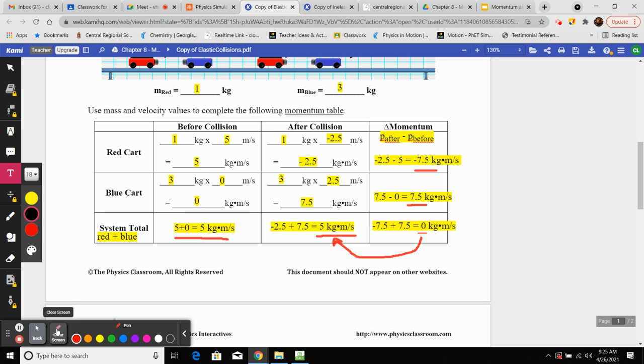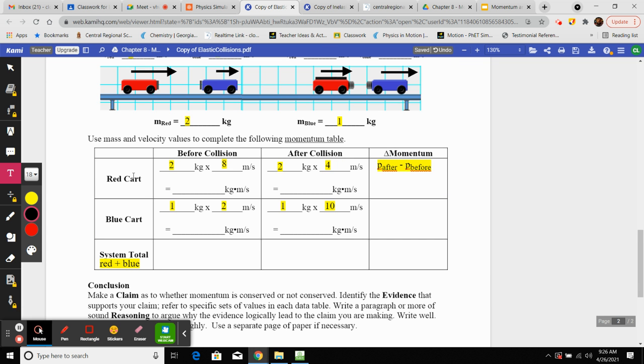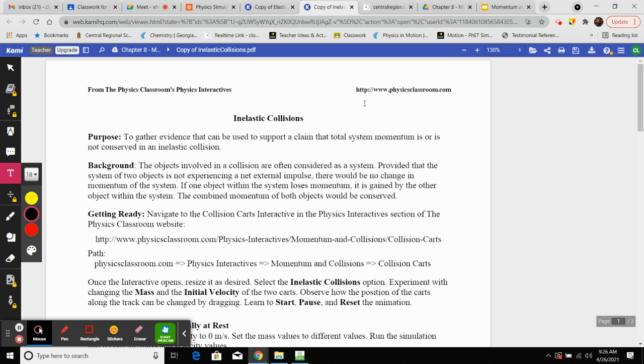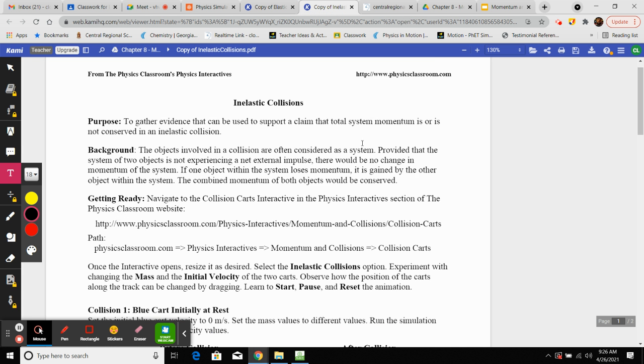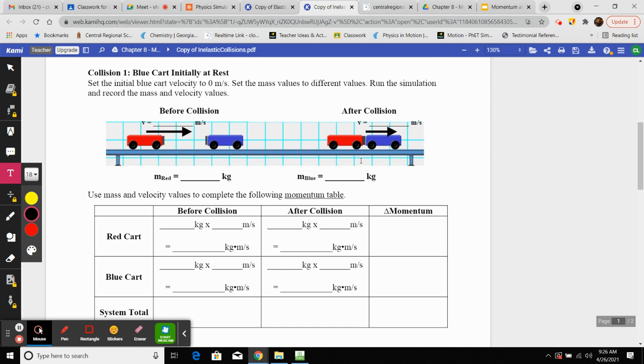So we're just doing the right columns. So it would be 8 plus 1. Okay, so you guys will please finish that. Afterwards, now we're going to set you up on the inelastic collision one. So make sure you have that PDF open via Cami.